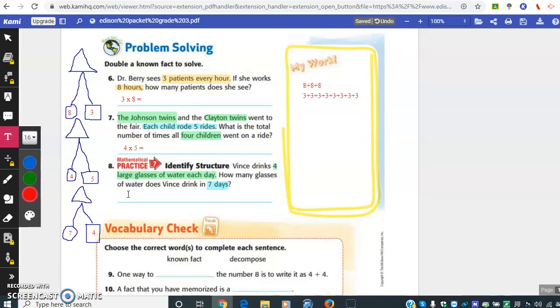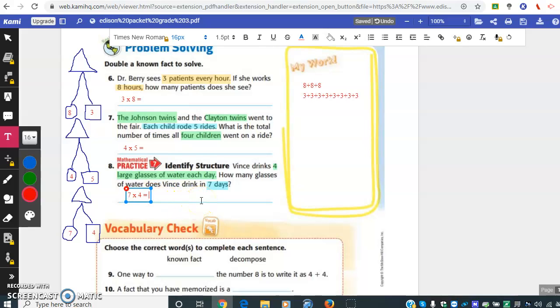So our multiplication sentence, 7 days, there we go, and each day he's drinking 4 glasses of water. How many does he drink in all? And again, you've got 2 choices here: 7 4s or 4 7s. Use your workspace to figure that out.